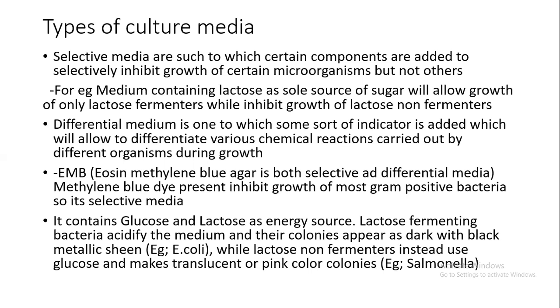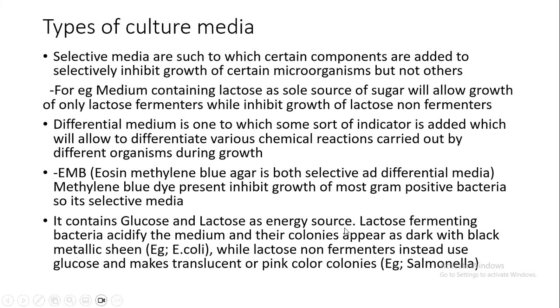Then a differential medium is a medium which will contain some sort of an indicator that is added to the medium, which will allow differentiation between the organisms based on the various chemical reactions they perform during growth. For example, EMB medium or eosin methylene blue medium. So this is an example of both selective as well as differential medium. It contains methylene blue dye, which inhibits the growth of most gram-positive bacteria, and hence it is selective for growth of only gram-negative bacteria.